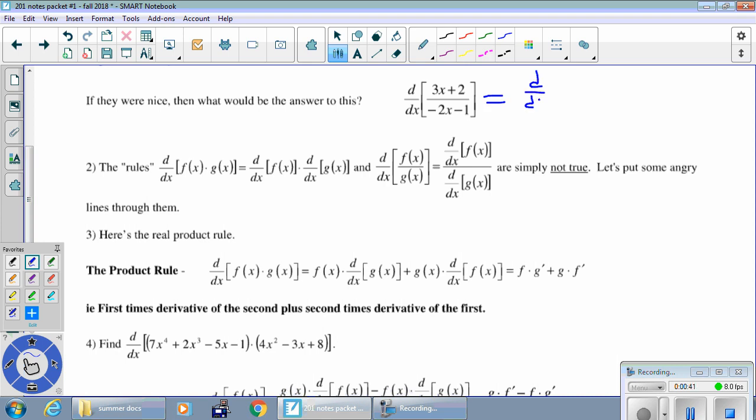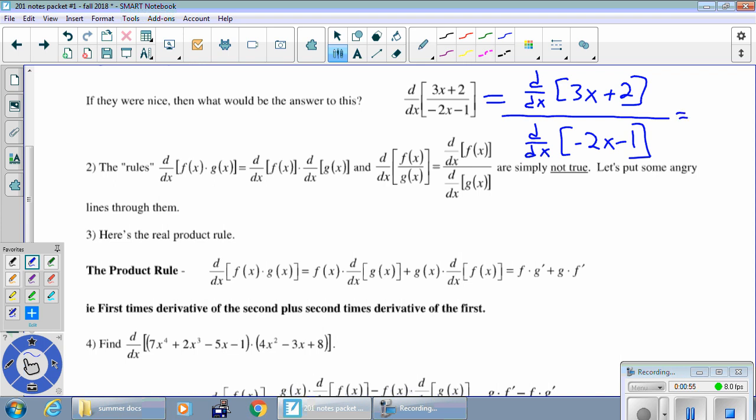If things are nice, then maybe I can just take the derivative of the top and completely separately take the derivative of the bottom. And then after I've done those 2 independent derivatives, just divide them in the same order that they are divided initially. In that case, the derivative upstairs, derivative of 3x is 3, and the derivative of plus 2 is nothing, divided by, and the derivative downstairs is negative 2. And there is absolutely no chance that the derivative of this complicated curvy function is the simple 3 over negative 2. There's no way that that's true.